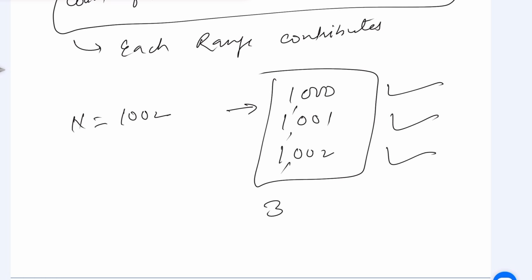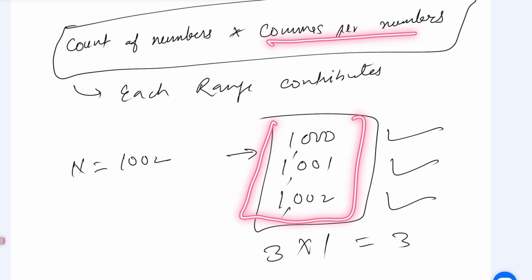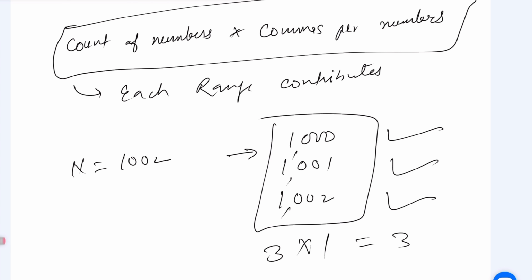Three is the count of numbers. How many numbers do we have? 3 numbers. And how many commas do we get per number? 1 comma. So the total is 3. If you see here, we count how many numbers there are: total 3 numbers, and commas per number is 1. So we just multiply, and we get the answer. This is the way we'll find the answer.